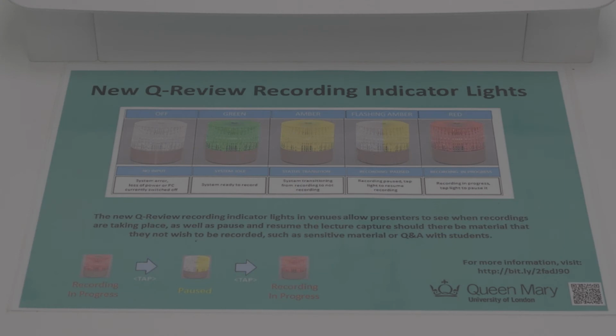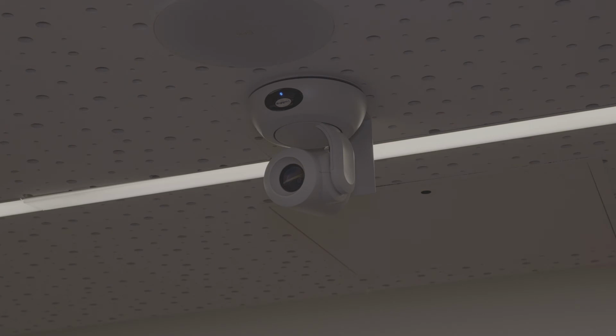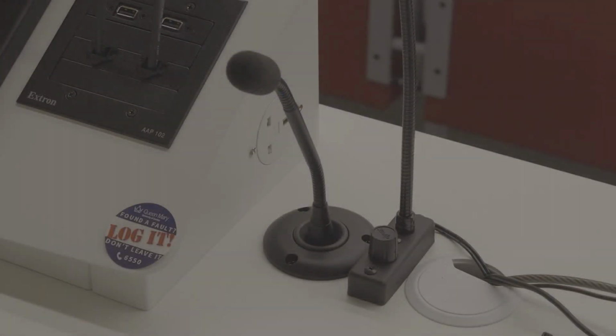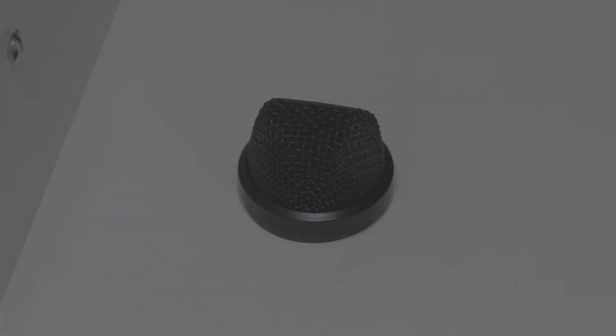All of the large-sized teaching rooms are equipped with the Q-Review lecture capture system. These rooms will have signs on the door to the room and on the lectern. The room will be equipped with a camera and a set of microphones installed on the lectern and in some cases suspended from the ceiling in order to provide a clear recording.